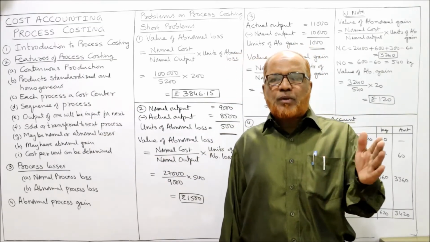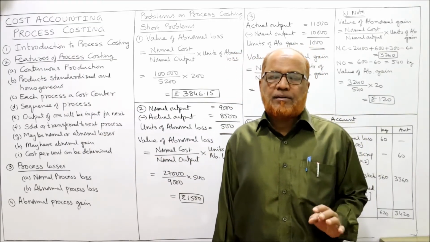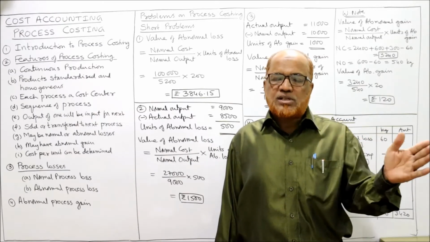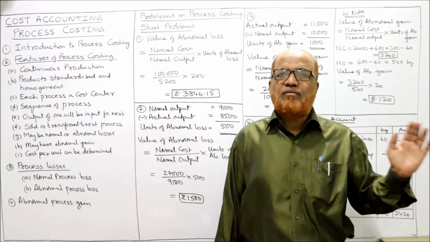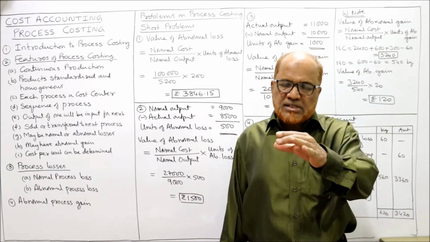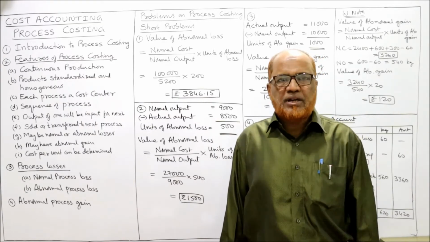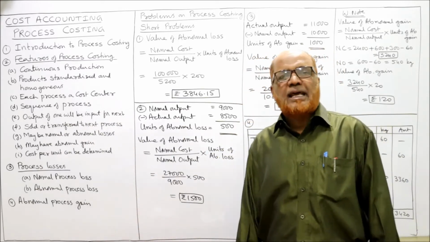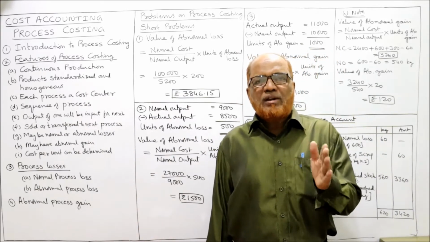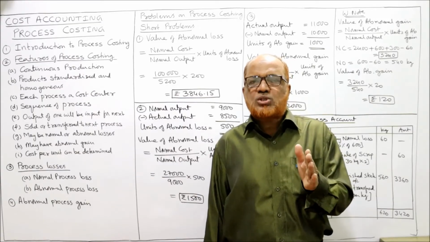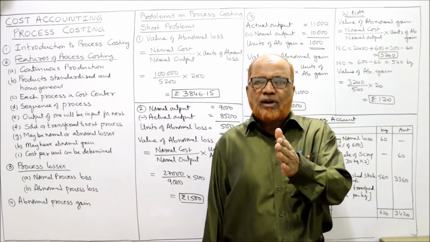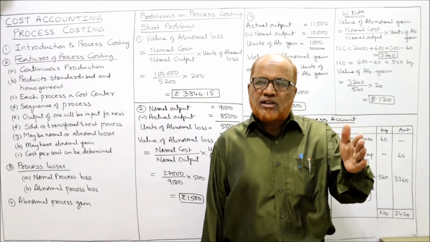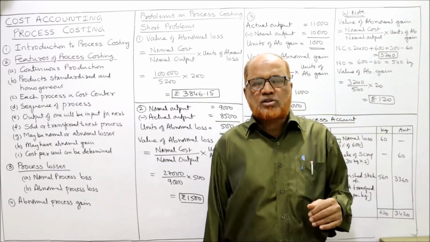The sequence of process will be predetermined. In advance, it will be determined what are the different processes through which the production will pass through. That means the sequence is already determined in advance. Then output of one will be the input for the next process. One very important feature of this process costing is the output of one process will become input of the next process. Then the output of the next process will become input for the next process again.